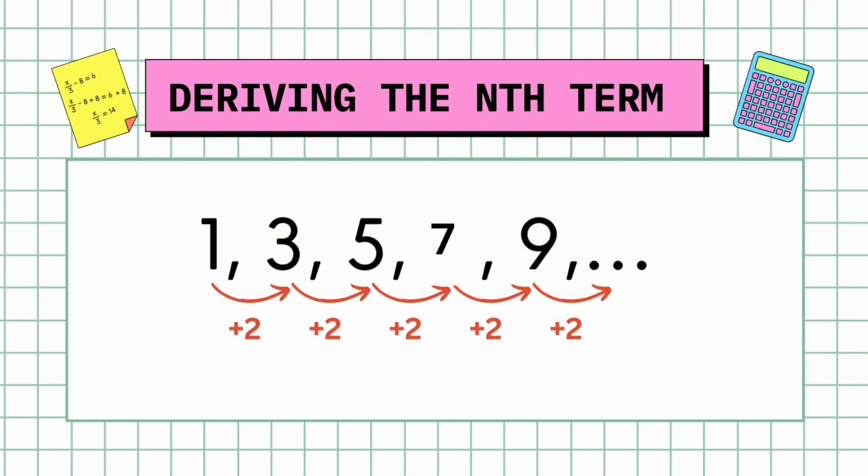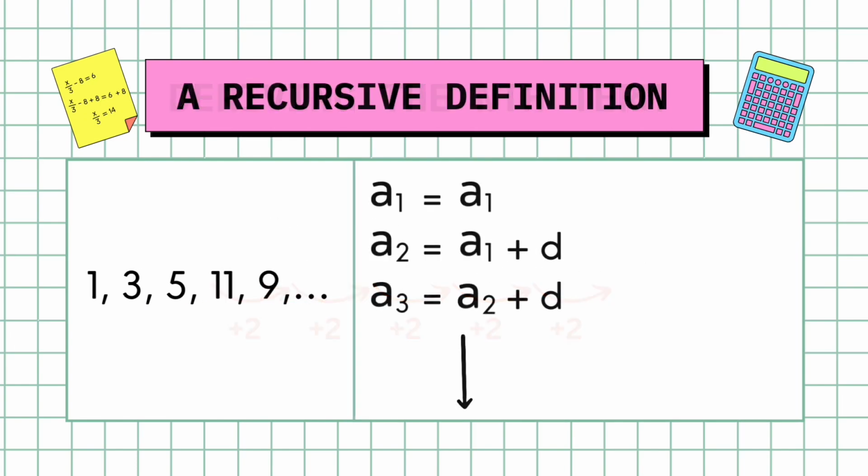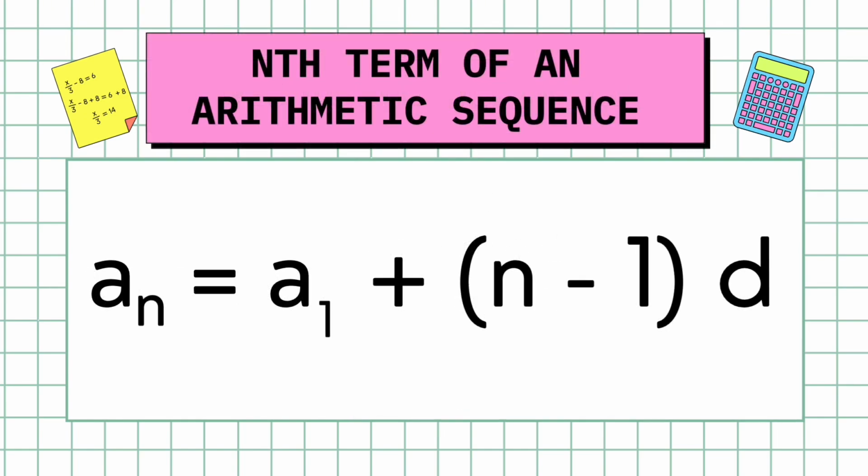Now we have this formula for getting the nth term. So first we have a sub 1 is equal to a1, a sub 2 is equal to a sub 1 plus d, a sub 3 is equal to a sub 2 plus d. Basically, previous term plus d is the next term. So this is what we call the recursive definition.